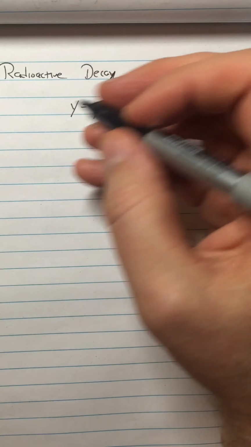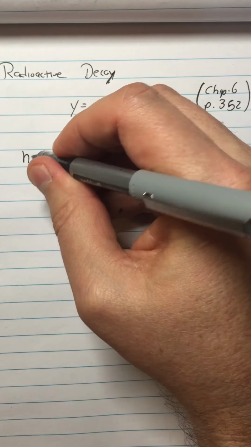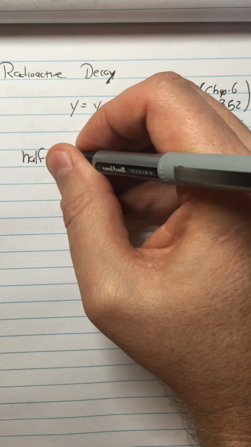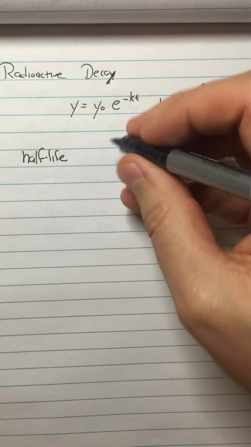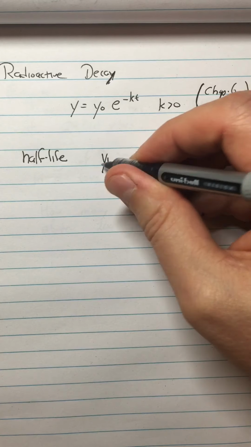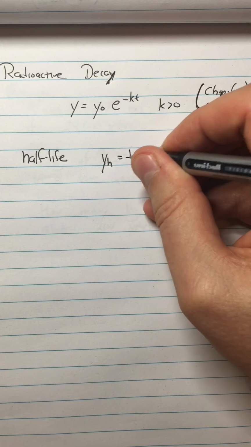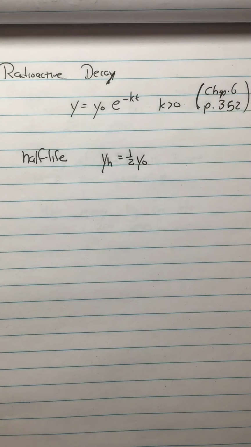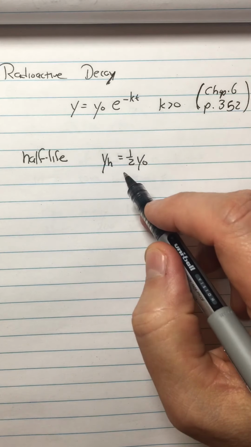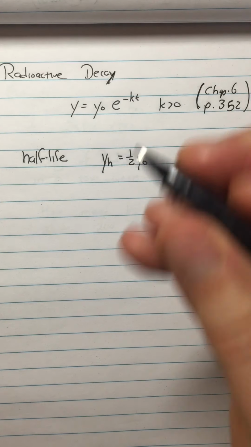In radioactive decay, we often talk about something called half-life, and that's worth a brief discussion. Half-life means when do I have y equal to half, which is half of the amount I started with. We want to know when that happens. That's called the half-life. So you can find the half-life as a function of what k is and vice versa. So this k and this half-life are related to each other. It works like this.